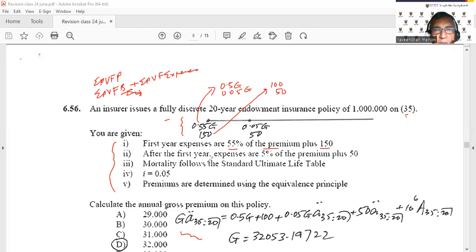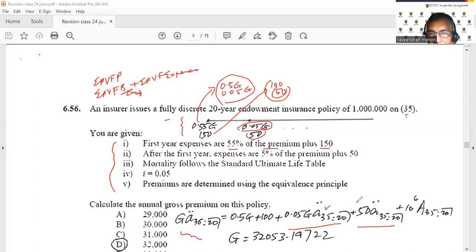Let's take care of that first, yeah? Expected present value of future expenses. So there's a 0.5G, okay? And there's a 0.05G here. Let me just circle this. And then there's 100 and a 50, right? This is all from here, right? So I have 0.05G all the way, right? So I have 0.05G, A dot dot 35 angle 20, okay? Then we have a 150, I broke it up into 100 bucks plus a 50 bucks. So I have 50 bucks all the way, right? So I'll get 50 A dot dot 35 angle 20, right?